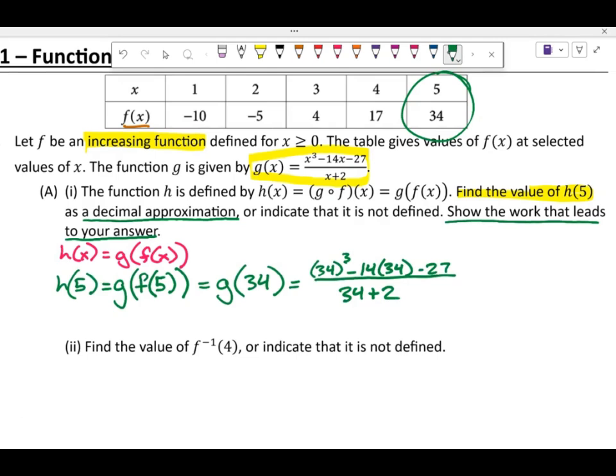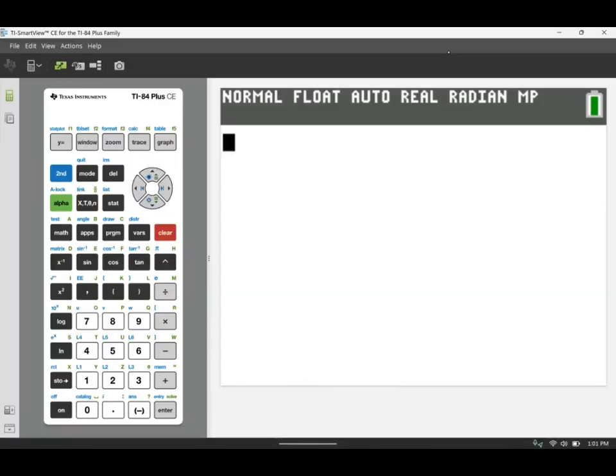Now, don't do that by hand. Go to your calculator, plug that in, and get the decimal. So let's go into our calculator and plug it in. 34 cubed minus 14 times 34 minus 27 over 34 plus 2.